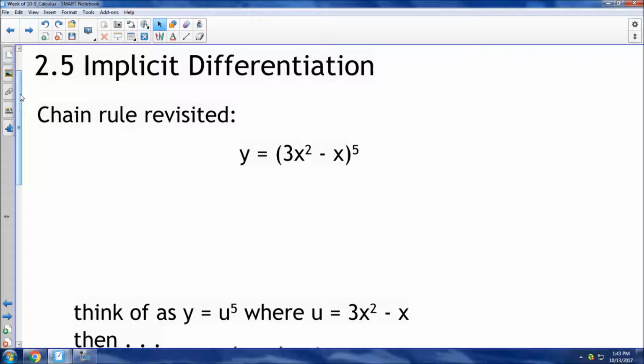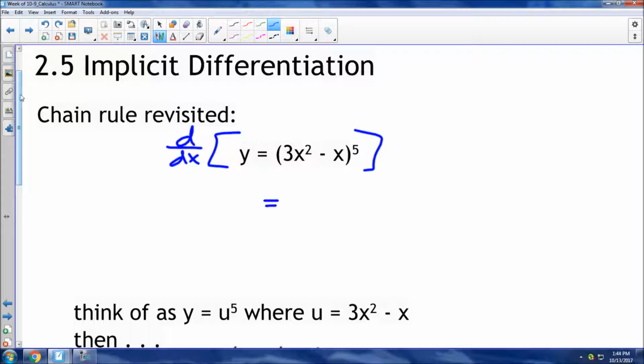What happens when we bring this and we take the derivative of this? What is the derivative of y? What's the derivative with respect to x of y? Yes? 5 times the derivative of that, 6. 5 of this to the fourth. 3x to the second minus x, like that.